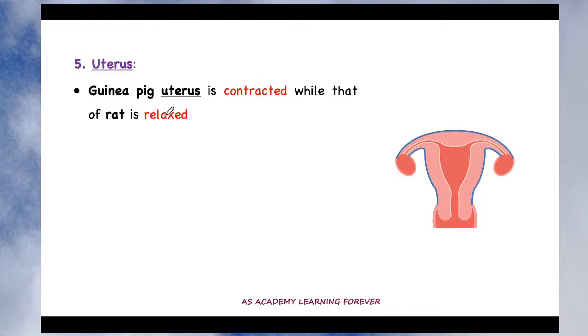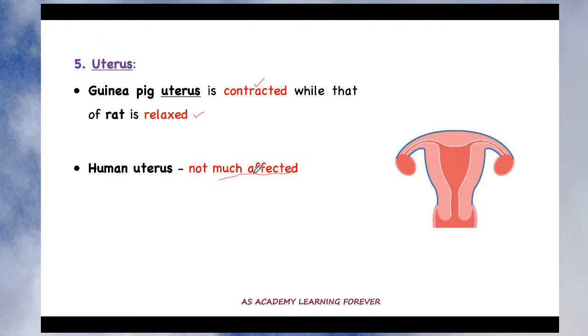When the study was done on guinea pig uterus, it is observed that the guinea pig uterus is contracted. While the study was done on the rat uterus, it is observed that the rat uterus is relaxed. So instead of contraction, it produces relaxation in the rat uterus. Whereas when the study was done on the human uterus, it is observed that there is not much effect with histamine. Now let's see why it is happening.